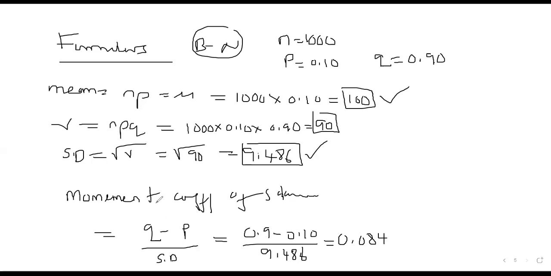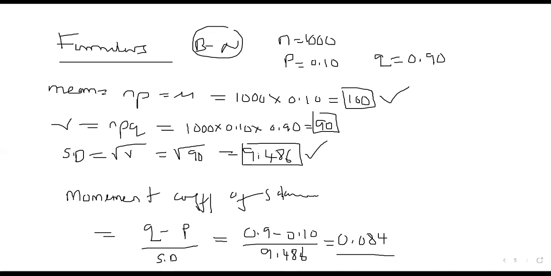I repeat, the moment coefficient of skewness is simply Q minus P over the standard deviation. Our Q is 0.9, our P is 0.10. We're given the proportion. And divided by our standard deviation, 9.486. This is called our moment coefficient of skewness.